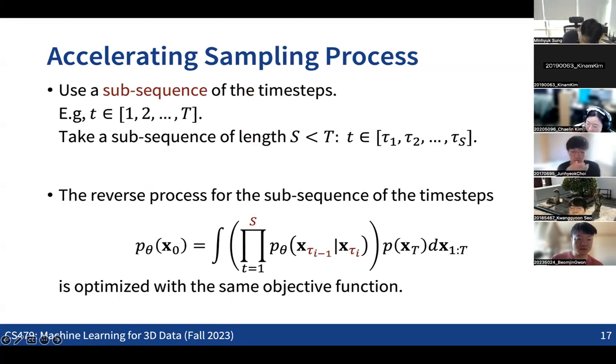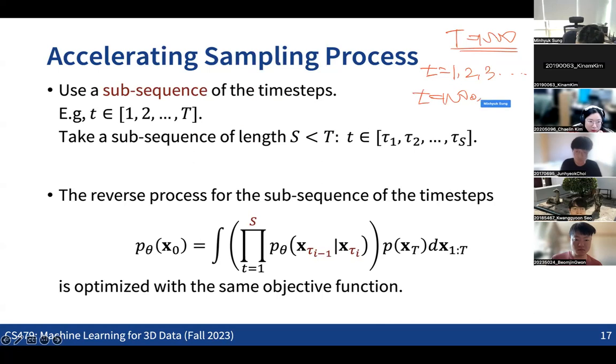So let's think about having a maximum time step of 1,000. In the forward process, we go from time step 1 to 2 and 3, and on to 1,000. This is the forward process. In the reverse process, we obviously go the other way, starting from t equal to 1,000 and going down to 999 and 998, and so on. So we have 1,000 steps.